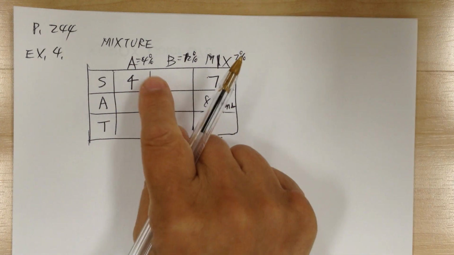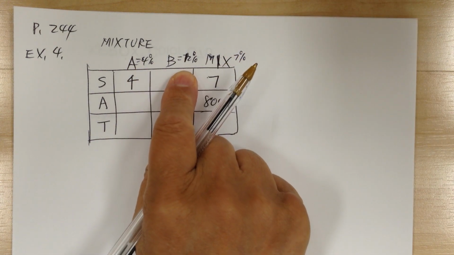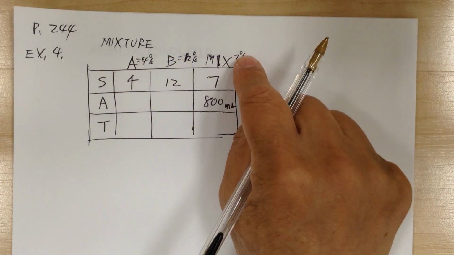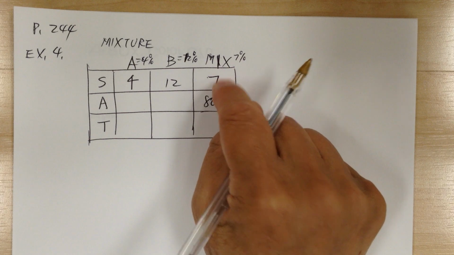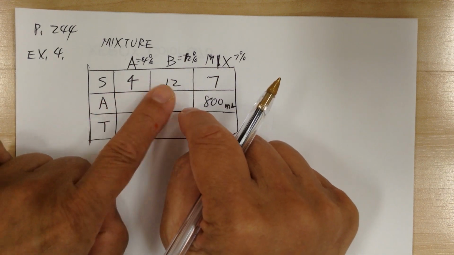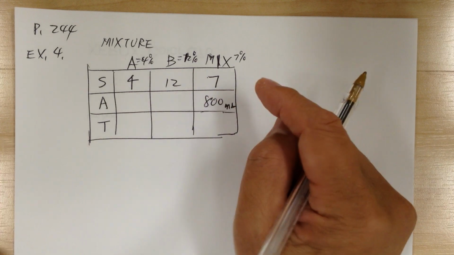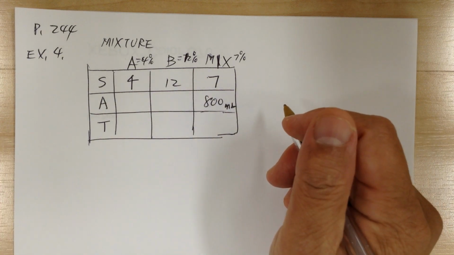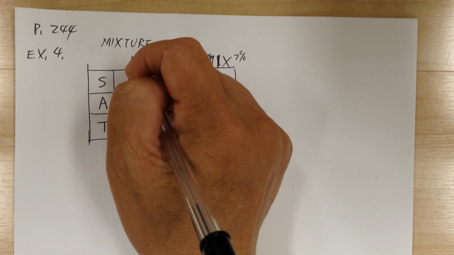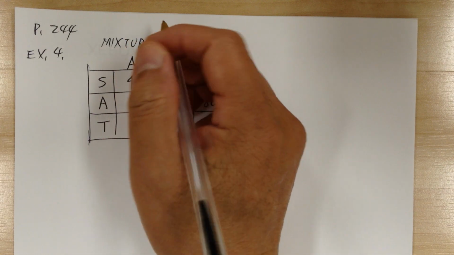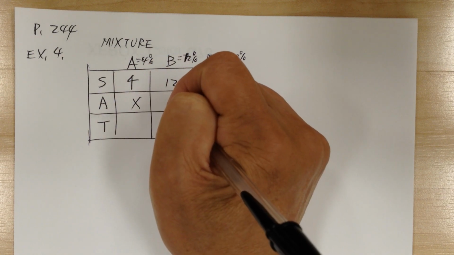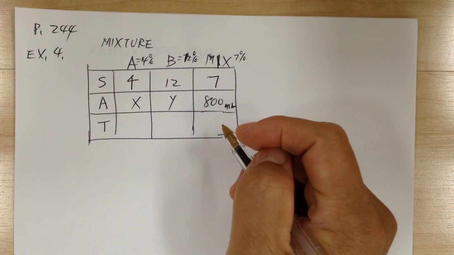So again, you're mixing the 4% and 12%, so the strength would be 4 and 12, and the mixture is 7%. Now, notice the mixture would always be between the two. Again, you mix a low and a high to get something in between, right? The amount you don't know, so since this is the first one, I'm just going to use x and y.